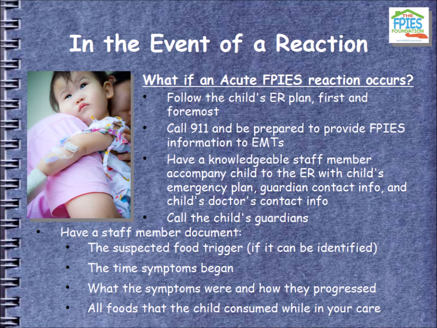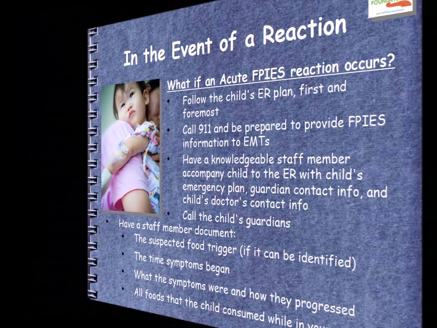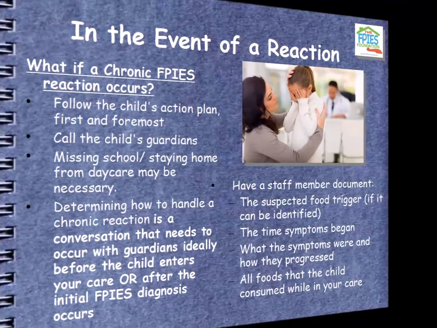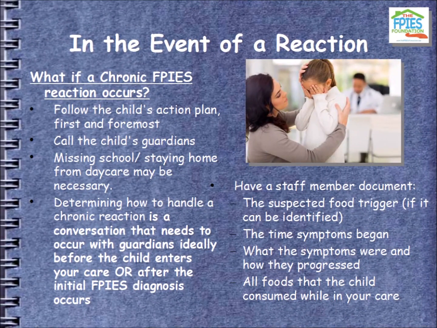Now, as we mentioned before, there are two ways that FPIES reactions can occur. There are the acute reactions and there are chronic reactions. So let's take a look at what to do in the event of a chronic reaction. Again, you're going to follow the child's action plan first and foremost. So that's already going to be written out, easily available to your staff and any of the administration that needs to help out. You're going to call the child's guardians to let them know what's going on.